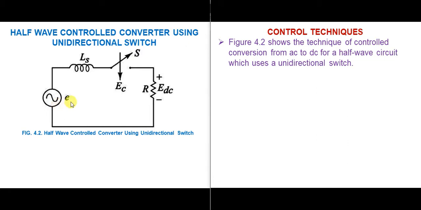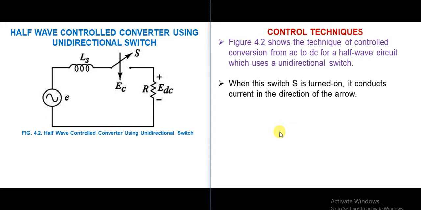So E indicates the input AC supply, LS indicates the series inductor, and here the R indicates the load where we will obtain the output DC. So when this switch is turned on, it conducts, and the current conducts in the direction of the arrow.